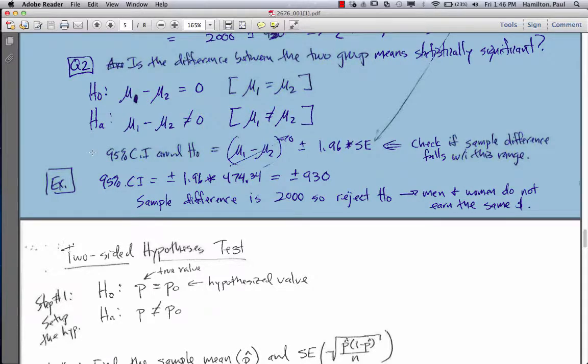So the 95% confidence interval around the claim, which is 0, is now 0 plus or minus 1.96 times the standard error. So there could be within plus or minus $930 difference between the two groups, and we'd say, well, that's close enough. It's not $5, $100, $500, $900, okay, $930, okay. But then it goes to 1,000, or in this case 2,000 difference. We need to reject the null hypothesis that men and women in this industry do not earn the same money.